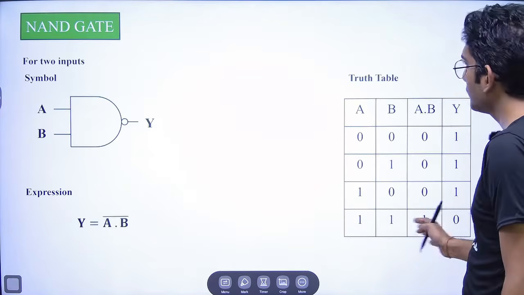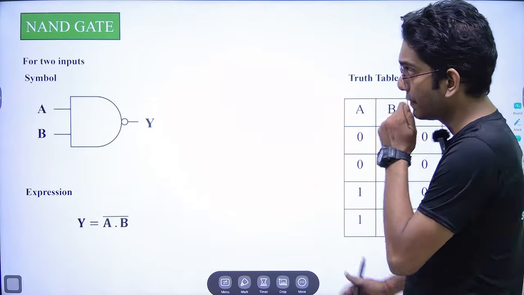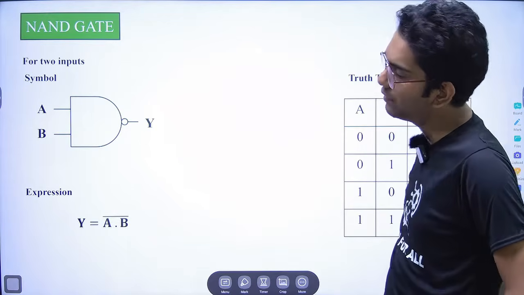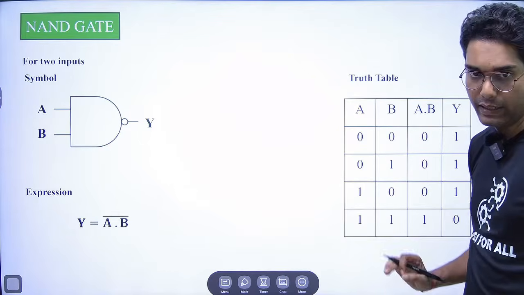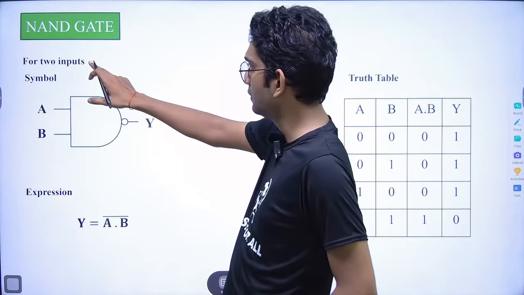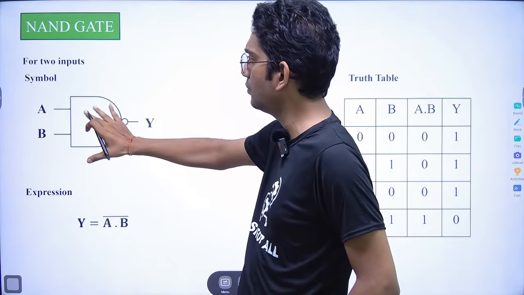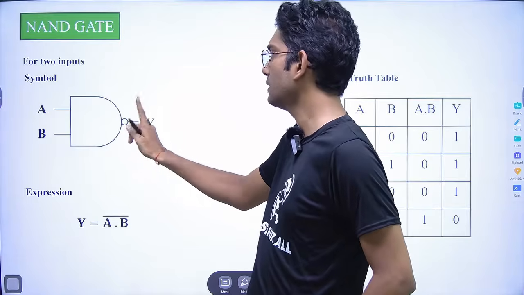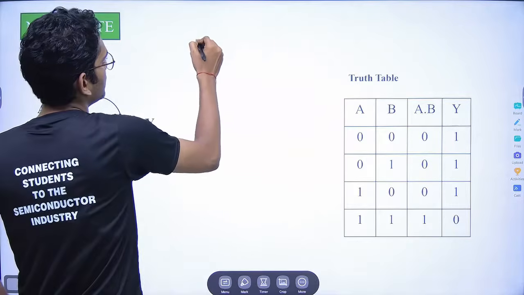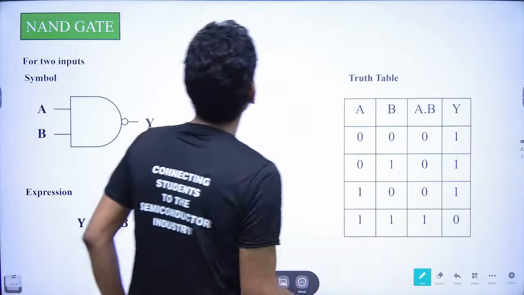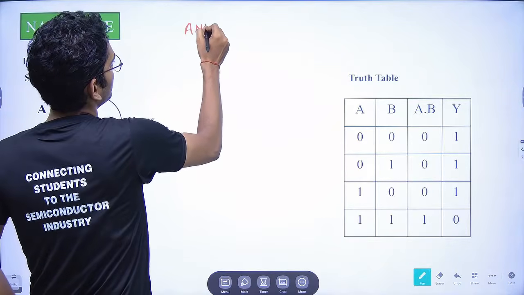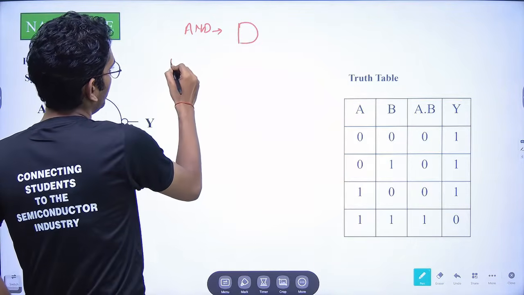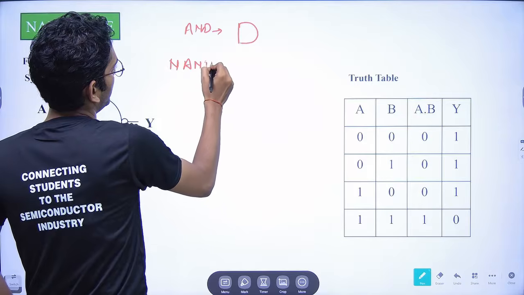Now next coming to the universal gates. In the universal gate, first I will be telling you about the NAND gate. Okay, so here I have told you basically about the two input NAND gate. Basic symbol is a D with a circle. The basic symbol of the AND gate was just a second, it was this. Fine. So for the NAND gate, what is happening here?